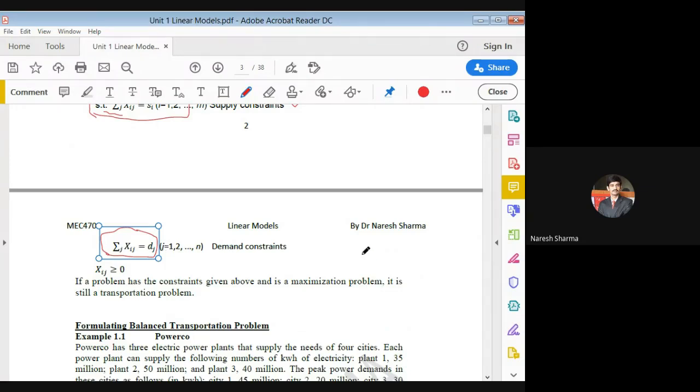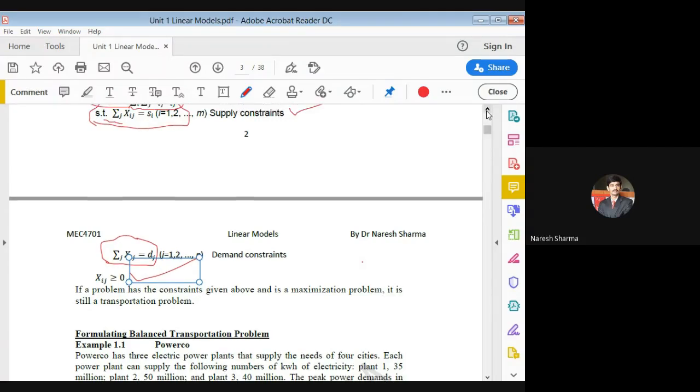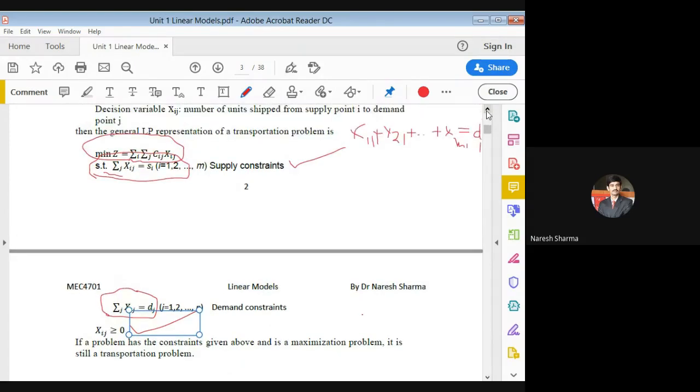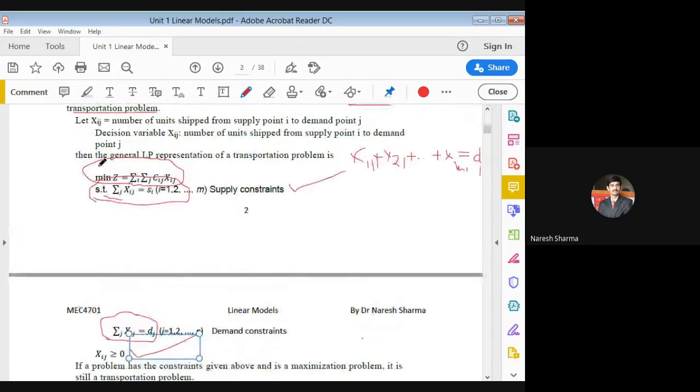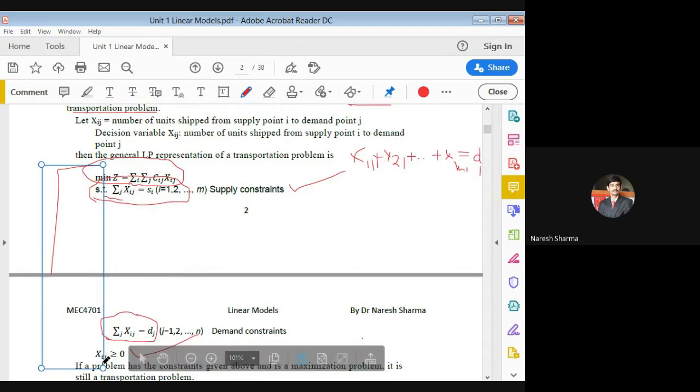And we know that the number of units we supply from one point to another may be equal to 0, but it can never be negative, right? So it should be greater than or equal to zero. So this is the matrix system of the linear programming problem, or you may say the matrix form, right?